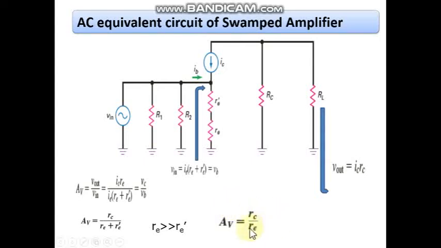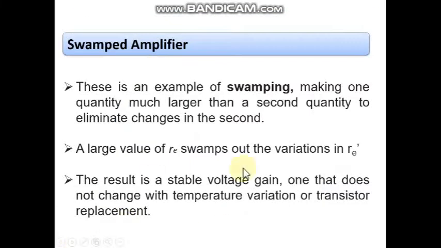Here, initially your voltage gain was RC upon RE dash, but now your voltage gain is RC upon RE plus RE dash. By keeping the value of RE very much higher than RE dash, we can ignore the value of RE dash in this summation, and your final result will be RC upon RE, where now this equation does not have the value of RE dash, so we can prevent or remove the variation in the voltage gain due to temperature or transistor replacement.